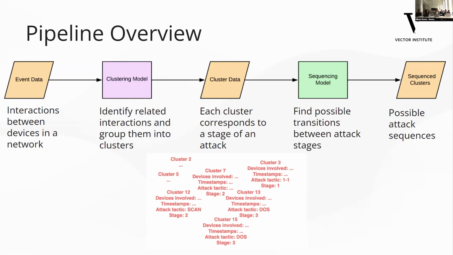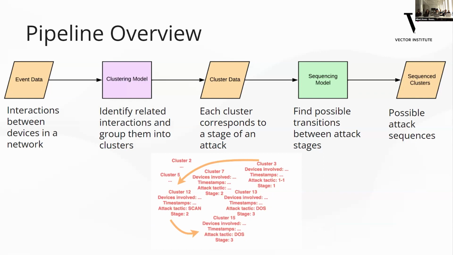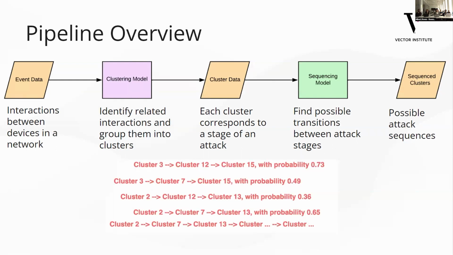The output of the clustering model on a larger scale includes many cluster data, and it roughly looks like this. The task of the sequencing model is to take these unordered clusters and order them into possible attack sequences. So for example, here, cluster 3, which is stage 1, could be a predecessor of cluster 12, stage 2, and this can be followed by cluster 15, which is stage 3. And this is just one possible attack sequence. The goal of the sequencing model is to output many of these possible sequences, and the final output looks somewhat like this. So now that we have an idea of what the general pipeline looks like, we will go into detail for each of these components.